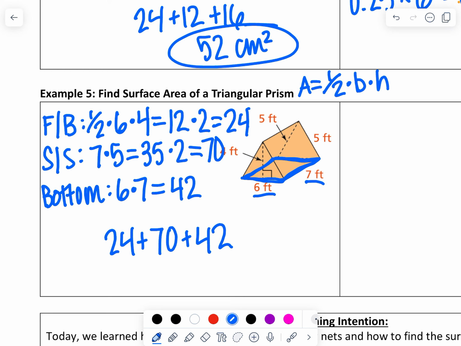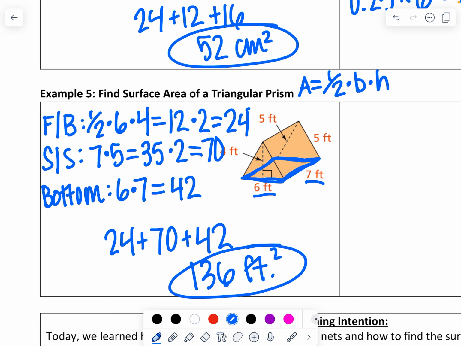And we would get 136 feet squared. That would be our final answer.